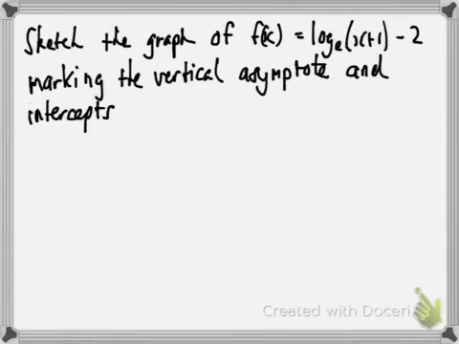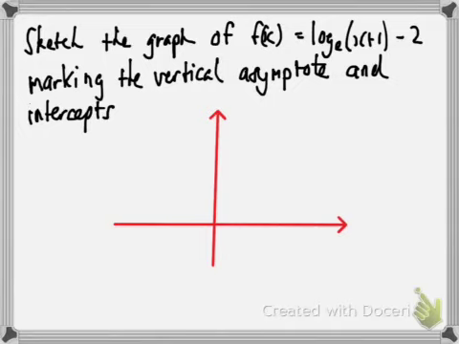Okay, next question. Sketch the graph of f(x) equals log(x+1) to the base e minus 2, marking the vertical asymptote and the intercepts. It's handy just to start with a quick sketch of what this graph might look like. So I'm just going to do a quick set of axes. We've got our basic log graph here, which passes through 1. And what are we doing to this? Well, we're moving it 1 unit to the left.